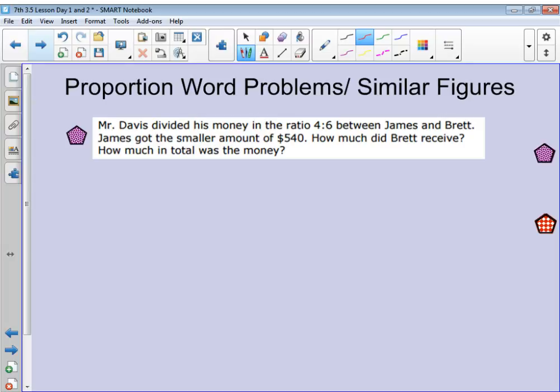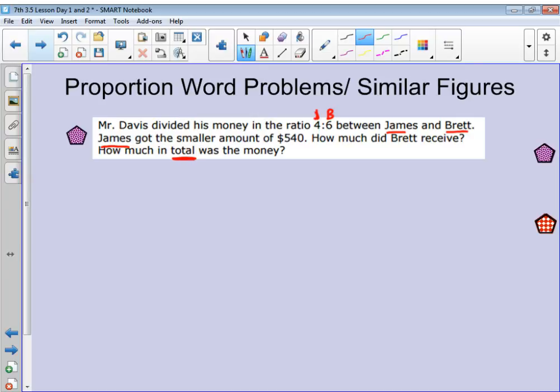So we're going to continue reading this. It says James got the smaller amount of the 540. So James got the smaller amount, which means he's the smaller number. I'm going to do a little marking here. So that's James and this is Brett, and that does match up with the order of the names. But every once in a while, they may change that up, so make sure you're paying full attention to what they're asking and the information they're giving you. Okay, it says, how much did Brett receive? How much was the total of the money?